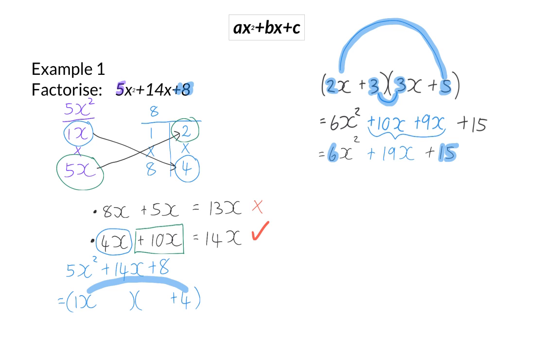This will form our inner product, and it is important to know that the pair of x's, 1x and 5x, can never be in the same bracket. So 5x is in my second bracket and has to be multiplied by 2, so plus 2 will be in my first bracket. And here we have factorized the trinomial.